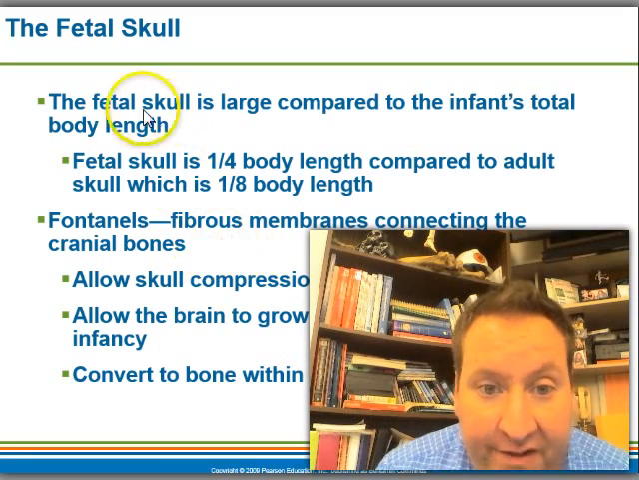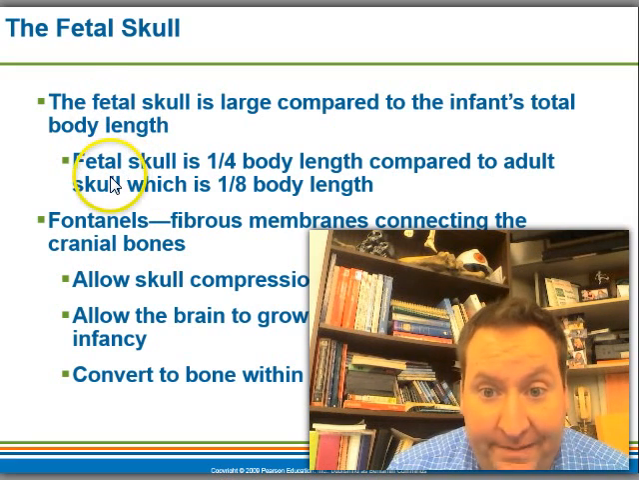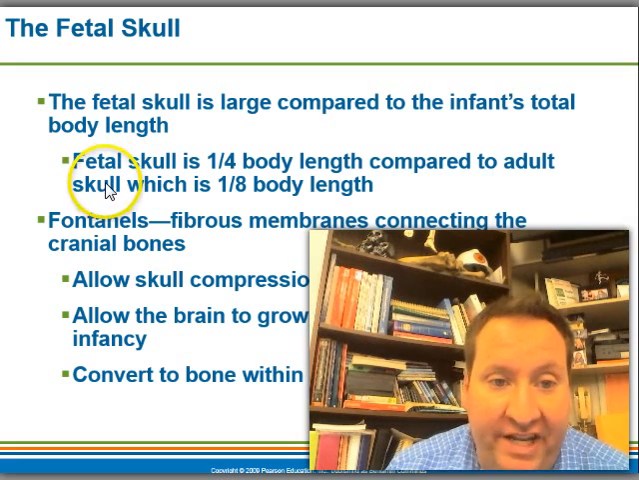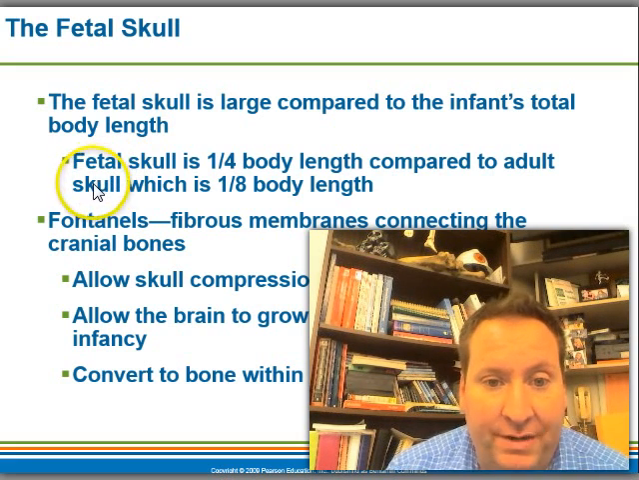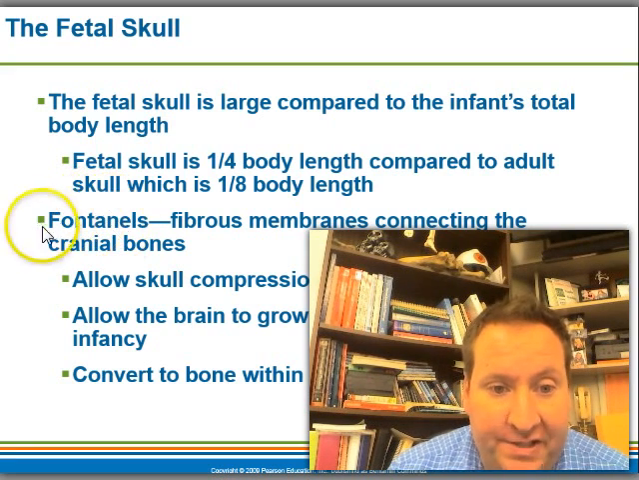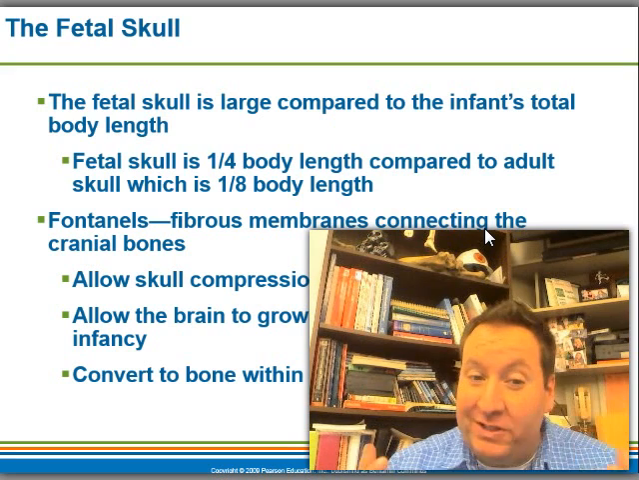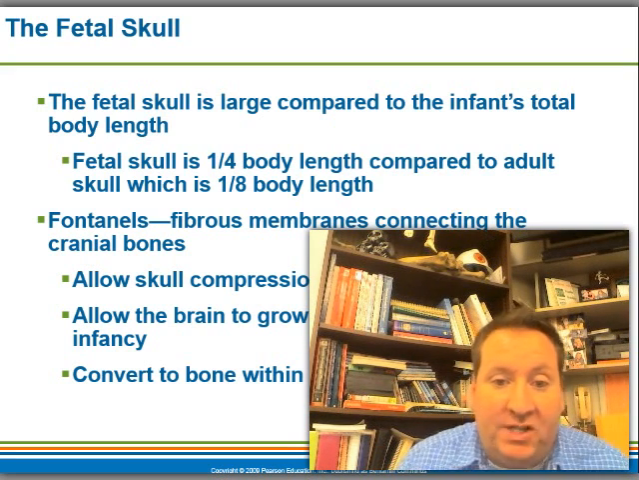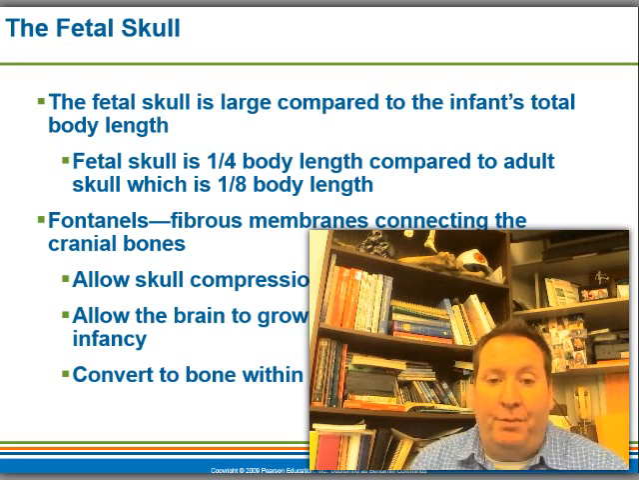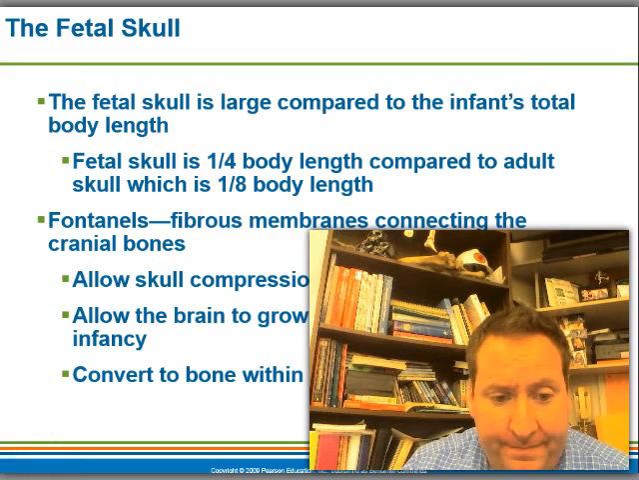So this is just talking about that fetal skull that we talked about. The fetal skull is large compared to the infant's total body length. Fetal skull is about a quarter of the body length compared to adult skull, which is about 1/8 of the body's length. These are these fontanelles. These are fibrous membranes connecting the cranial bones together. They're also called soft spots. They allow the skull to compress during birth to fit through the birth canal. They also allow the brain to grow. These convert to bone within 24 months after birth.